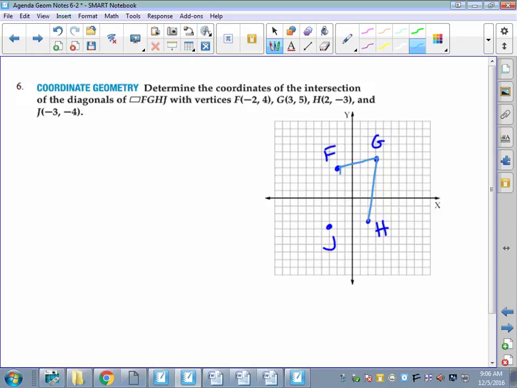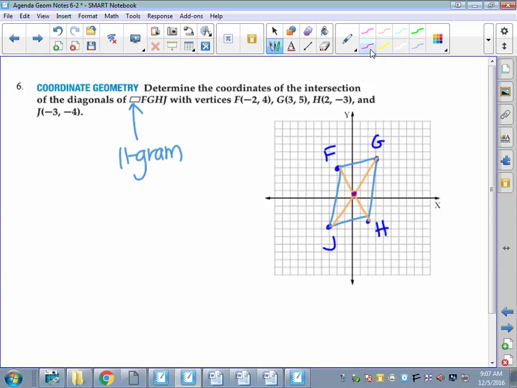It tells you in the directions that this is a parallelogram, so we can use any of those 6 rules that we had from before regarding angles, sides, and diagonals. But it does say determine the coordinates of the intersection of the diagonals. So in other words, if I drew in GJ and I drew in FH, I do not want you to guess where the intersection of those diagonals is. I want you to actually know. So think back to the 2 diagonal rules, or the 1 diagonal rule.